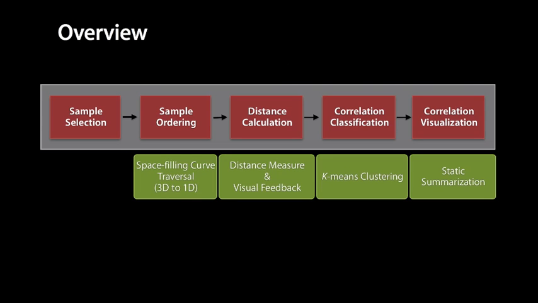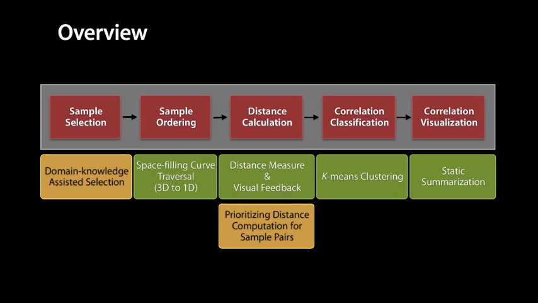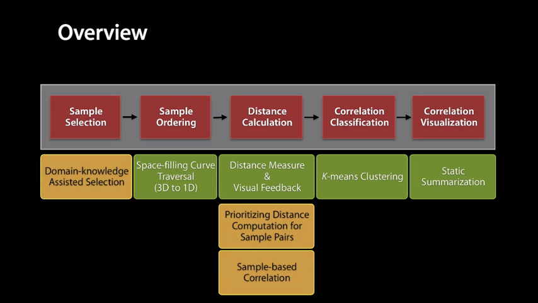We present three sampling schemes to speed up the correlation computation and classification. First, we leverage domain knowledge to select important samples. Second, we compute selective sample pairs and interpolate the distance matrix. Third, we approximate volume-based correlation with sample-based correlation.